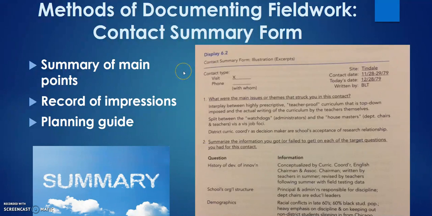From our example in the book, there were 2 different types of summaries that were made from the specific contact. For example, one of the questions asked, what were the main issues or themes that struck you in this contact? The second question asked, summarize the information you got or failed to get on each of the target questions you had for this contact.